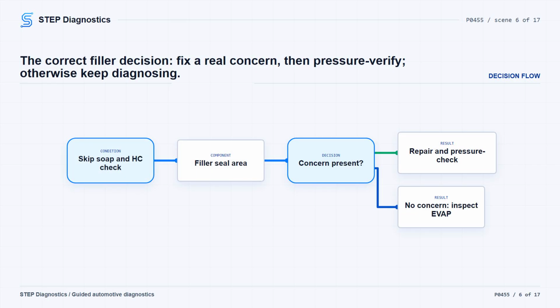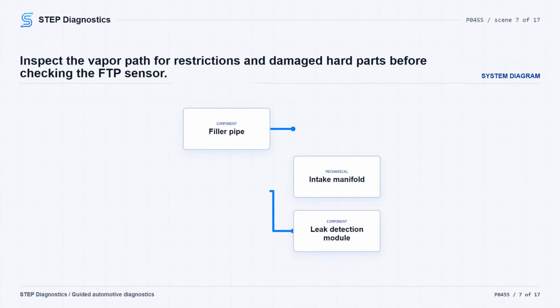If there is a concern, repair it as needed and verify it with the Phase 1 leak verification pressure test. If there is no concern, move deeper into the EVAP system inspection. With the ignition off, inspect the vapor path for restrictions and damage. On this 3.5 EcoBoost path, that means looking for a restricted vacuum hose between the purge valve and the engine intake manifold, a restricted vapor tube between the purge valve and the leak detection control module if equipped, a damaged fuel filler pipe, and a damaged fuel tank.